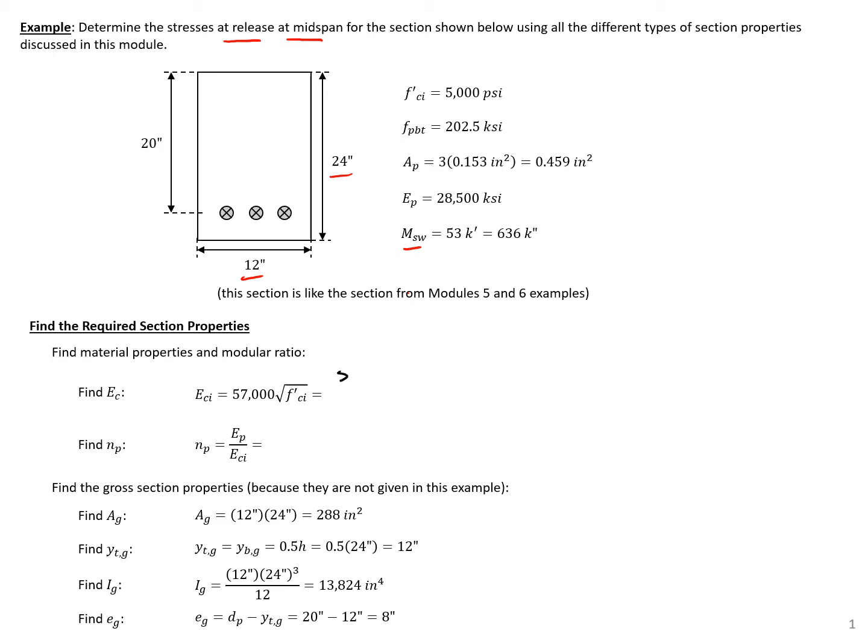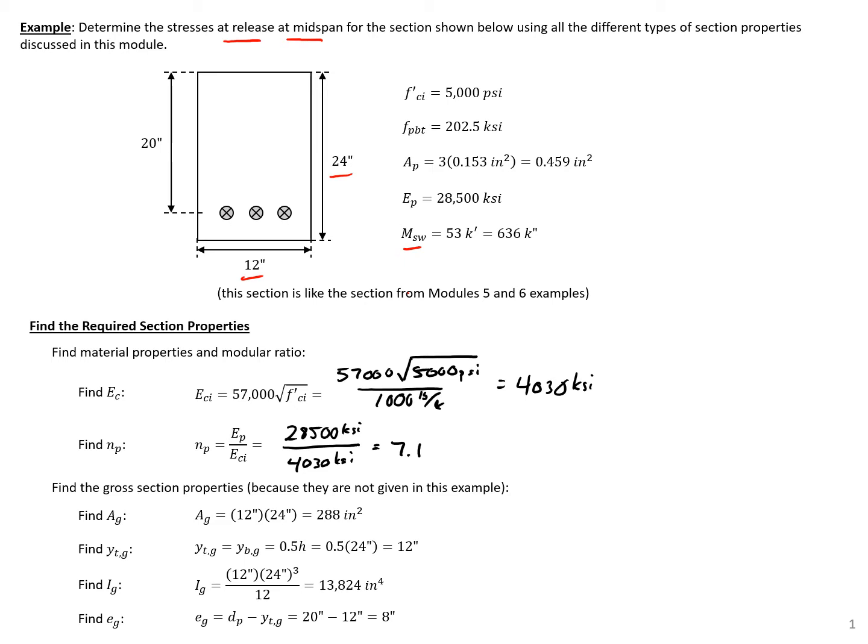So we can take 57,000 times the square root of 5,000 PSI divided by 1,000 pounds per kip, which will give us 4,030 KSI. We can find our modular ratio by taking our strand stiffness divided by our concrete stiffness, which will give us a modular ratio of 7.1.